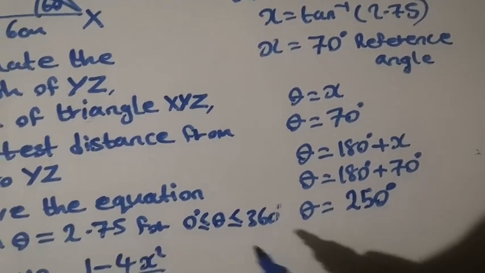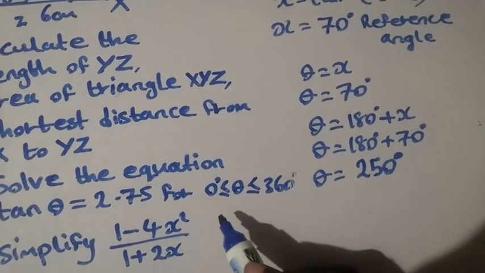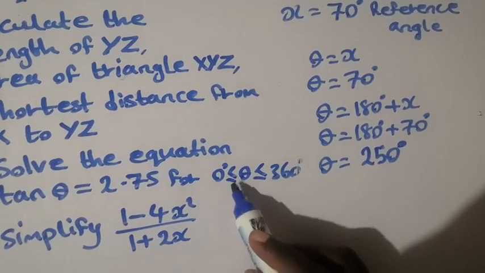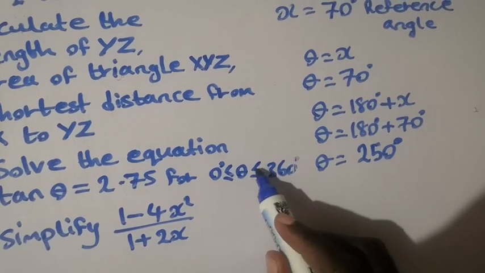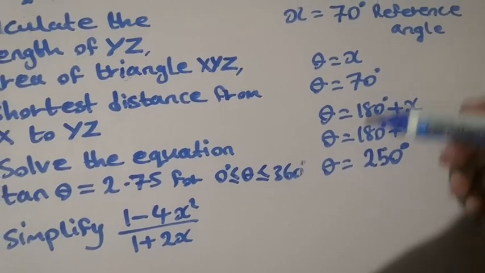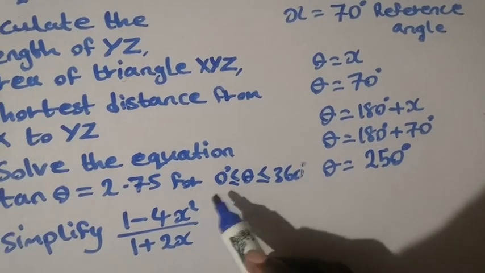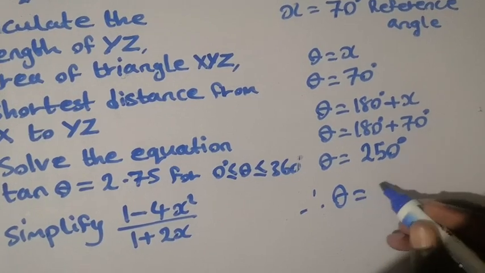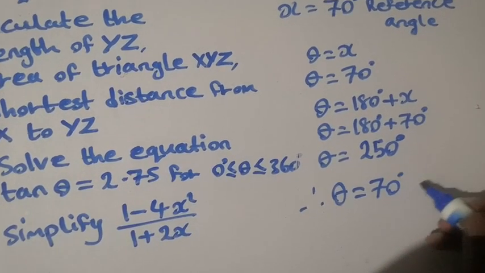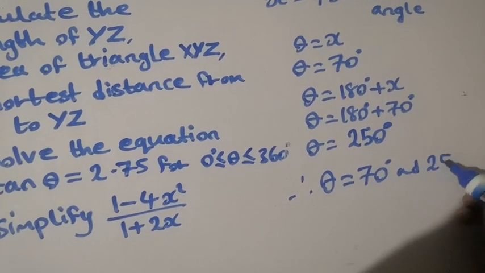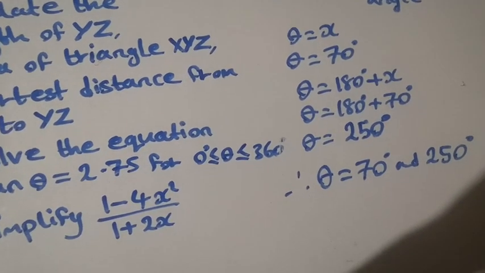Now the other condition is that theta should be in the domain 0 degrees less than or equal to theta less than or equal to 360. Our solutions fall within the domain. Therefore theta will be equal to 70 degrees and 250 degrees.